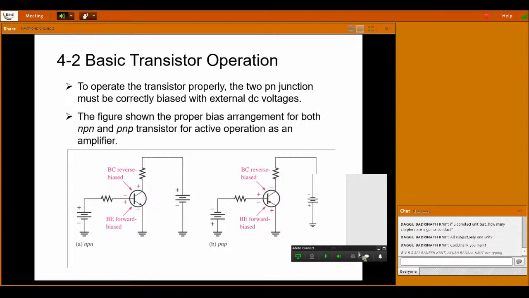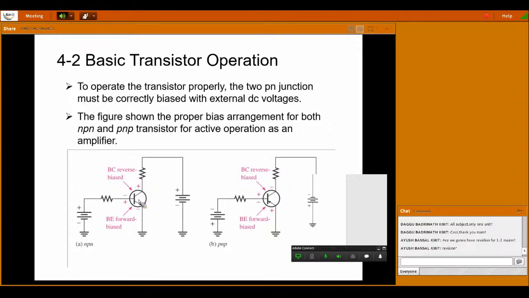Okay, now let us start our class. Now this is a basic transistor structure with a forward biased input junction and a reverse biased output junction. As we already know, our input junction is base to emitter and output junction is base to collector.